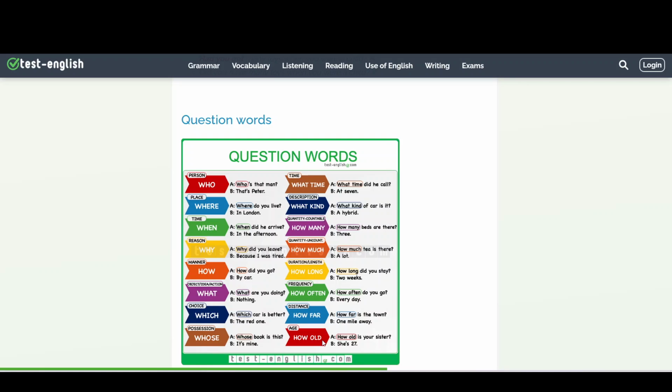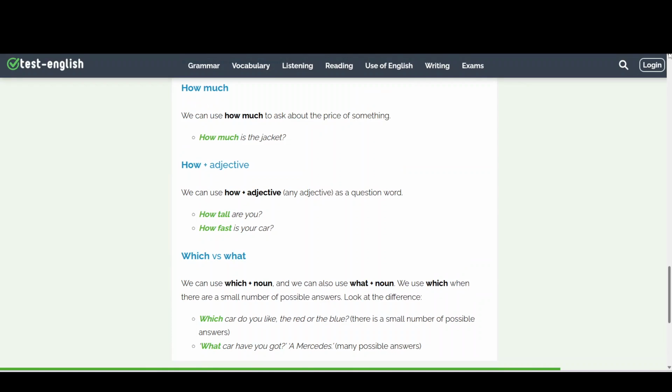She's 27. How much? We can use how much to ask about the price of something. How much is the jacket? How plus adjective. We can use how plus adjective as a question word. How tall are you? How fast is your car?